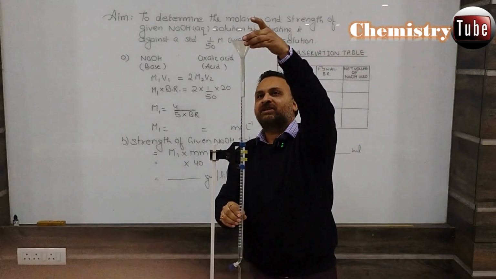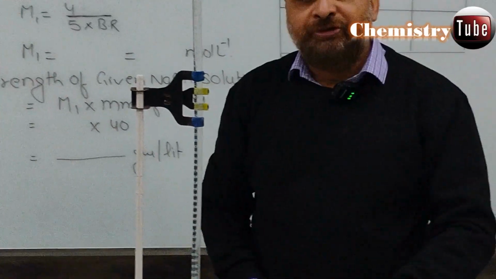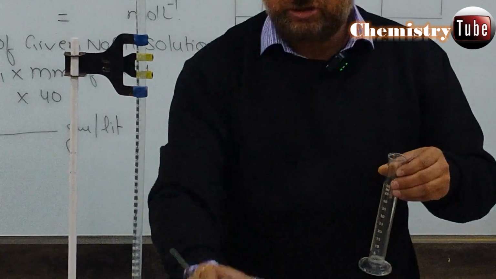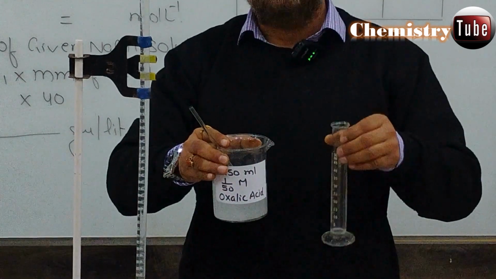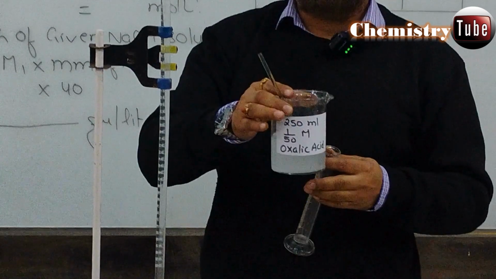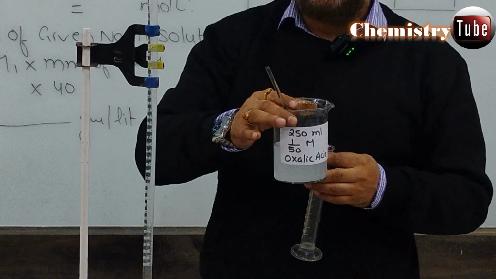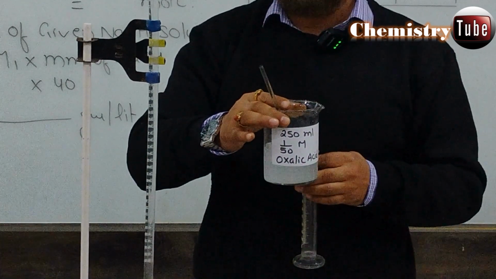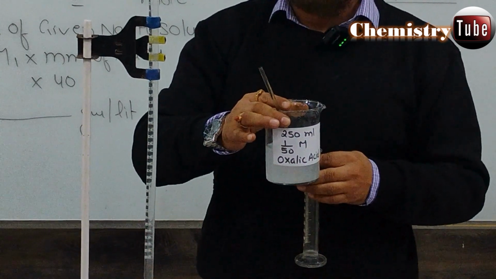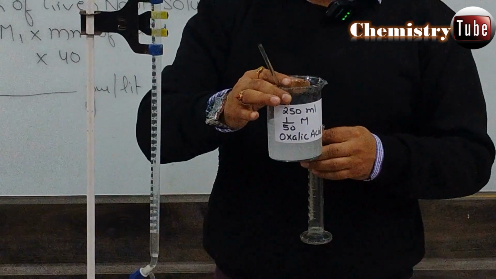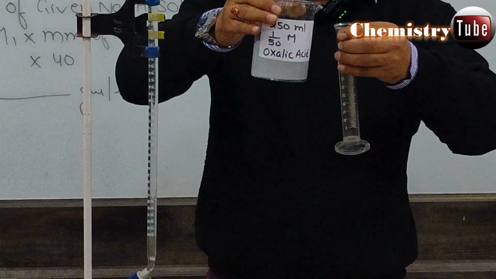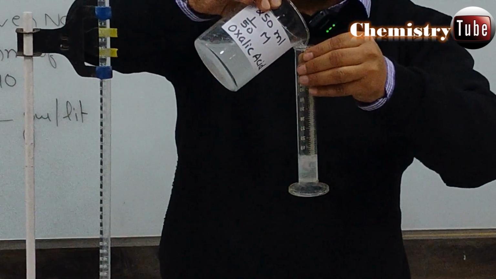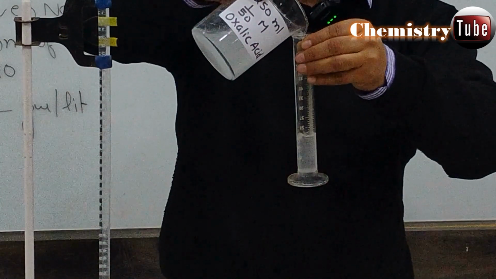Let us get rid of this funnel. Now we need to measure 20 ml of this oxalic acid solution with the help of this measuring cylinder. We have already added phenolphthalein indicator in this oxalic acid solution. Phenolphthalein does not give any color with oxalic acid, but with NaOH it will give pink color. That will be our endpoint. So let us start. Okay, now I am taking 20 ml of this oxalic acid solution.